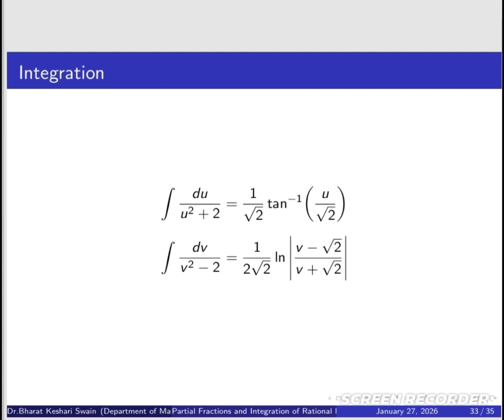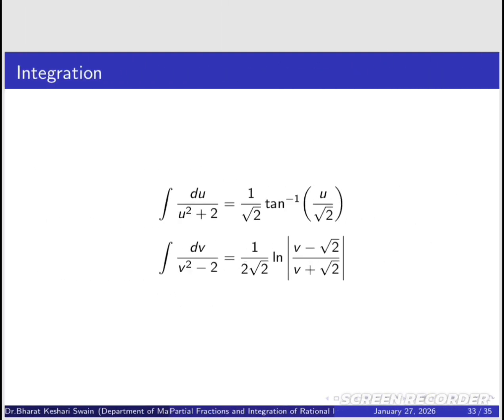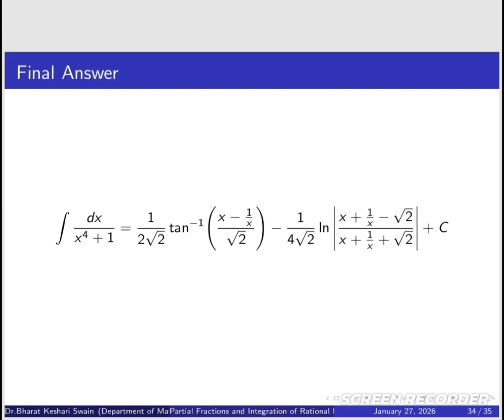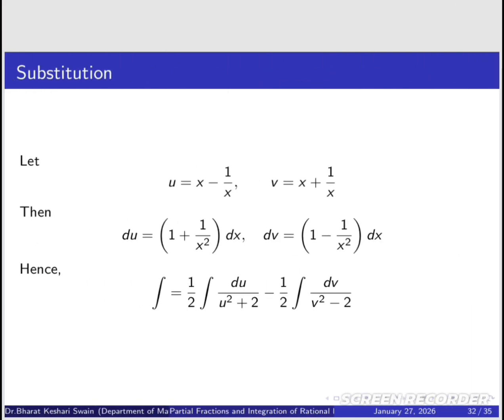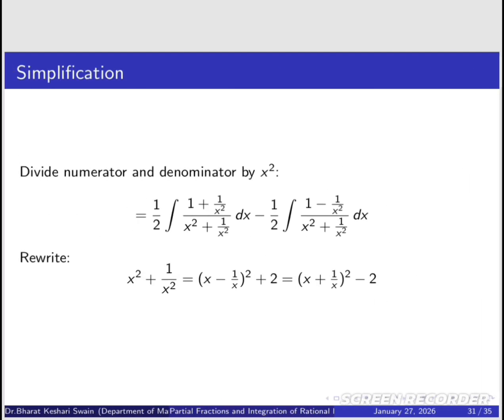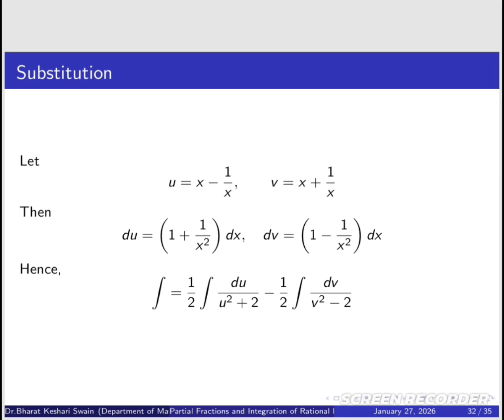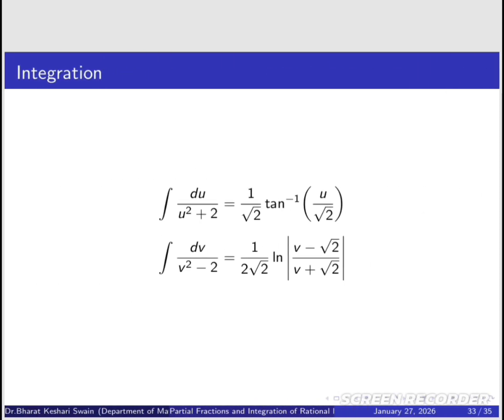Tan inverse u by root 2. This is the direct formula. Just remember these two formulas. Already we have discussed these formulas, and we can directly integrate. This is the final answer. Clear? Is there any doubt? Just tell me.